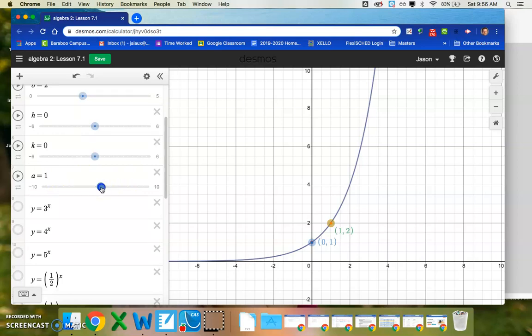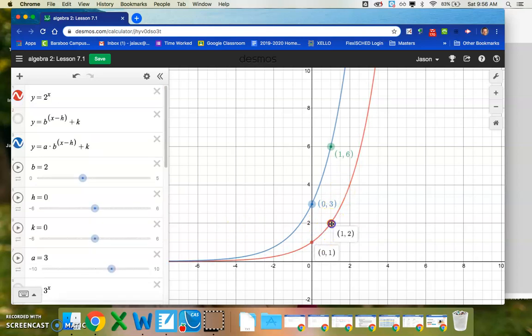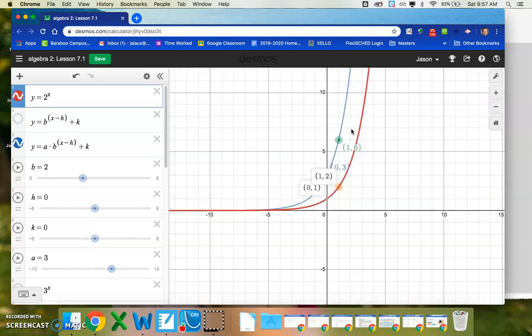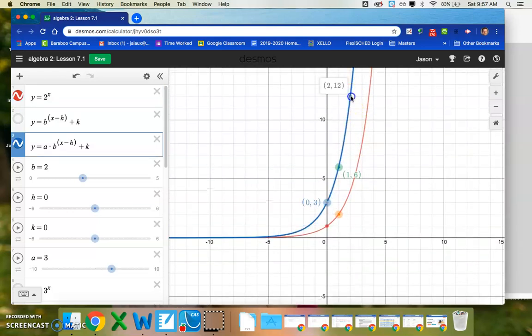It's the dilation value. So if I move this to, let's say 3, let's just notice the difference between the ordered pairs. We started with 0, 1, 1, 2, as my parent function. But then when you add a dilation value, or an a value, of 3, now it becomes 0, 3, 1, 6. And then this ordered pair here that was at 2, 4 would now become 2, let me zoom out here a little bit, would become 2, 12.